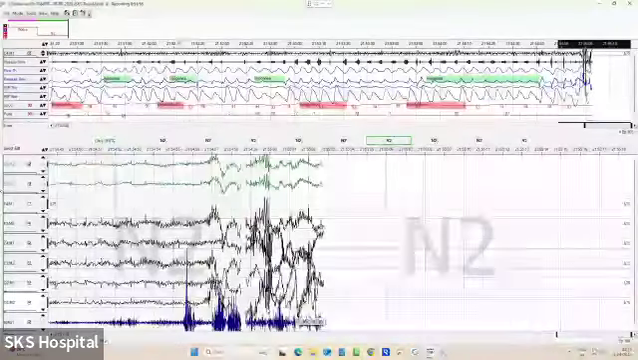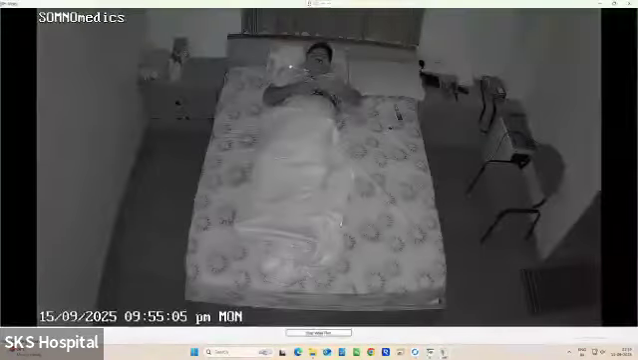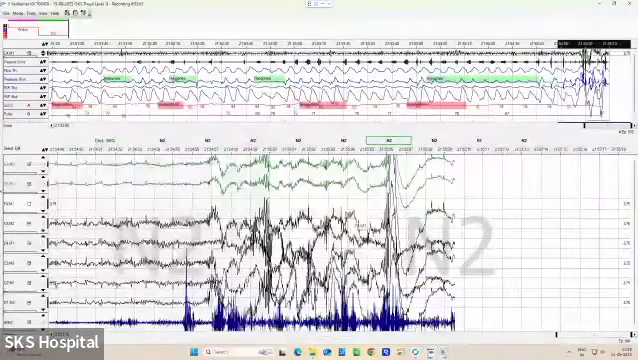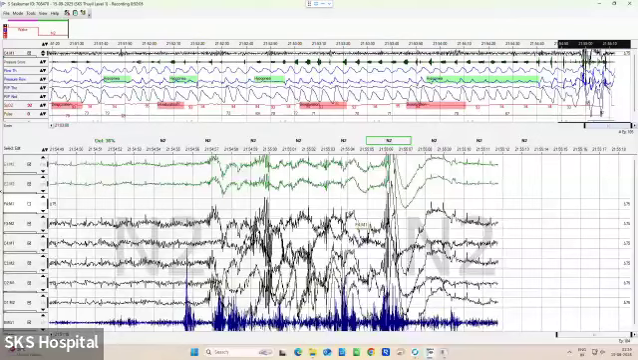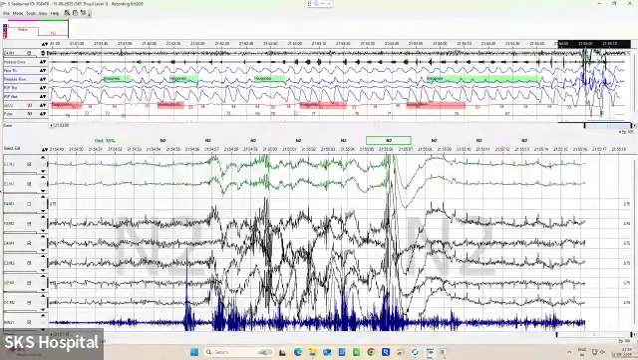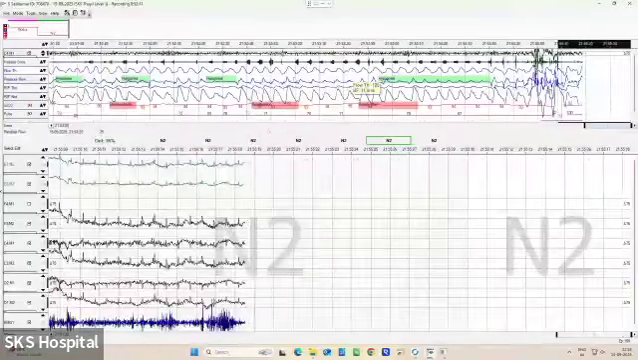These are all the patient's coughing movements, and the patient has become supine now. So let's wait for another 5 minutes and then see if he's sleeping.